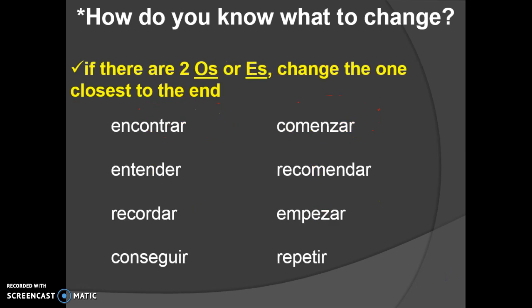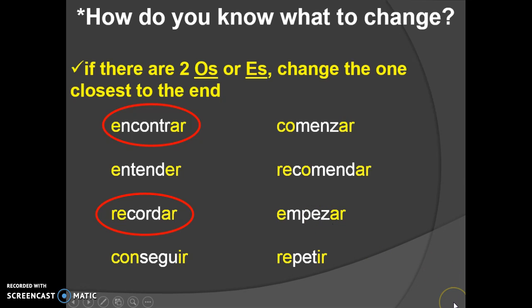All right, there's another rule. If there happens to be two O's or two E's, once you've eliminated the prefix, the suffix, and the first letter, you're going to change the O or the E that's closest to the end. So it can't be the prefix or the first letter. It can't be the suffix. And if there's more than one letter, you're going to choose the end one. So encontrar, you've only got one. Recordar, you've only got one. Okay? But here, recomendar, it's going to be this E. And it's going to be this E and this E.